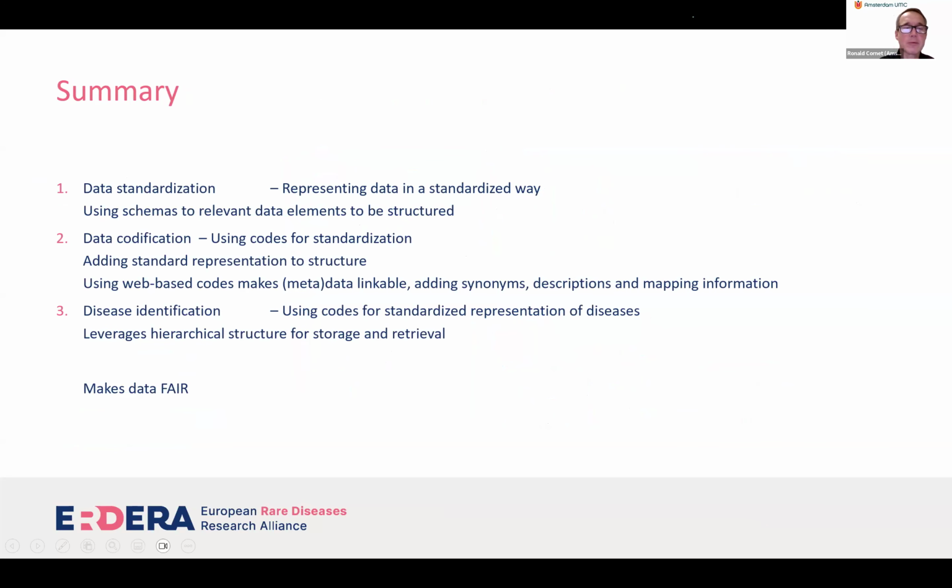So with that, I'd like to conclude and summarize. We have data standardization, which is basically using schemas to specify the relevant data elements to be structured. We use data codification, basically adding a standard representation to the structure. Ideally, we use web-based codes so that we make the data linkable and have extra information like synonyms, descriptions, and mapping information. Especially for disease identification, it leverages the hierarchical structure for storage and retrieval. And all of this contributes to making data FAIR.